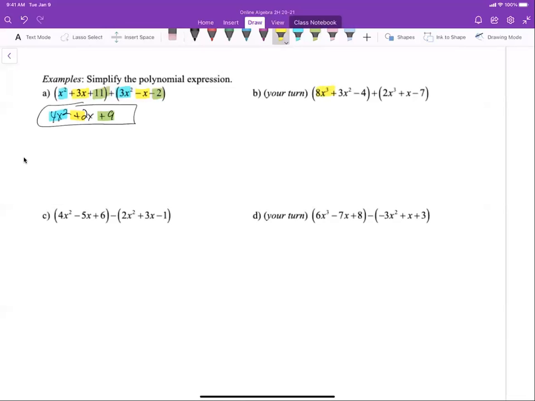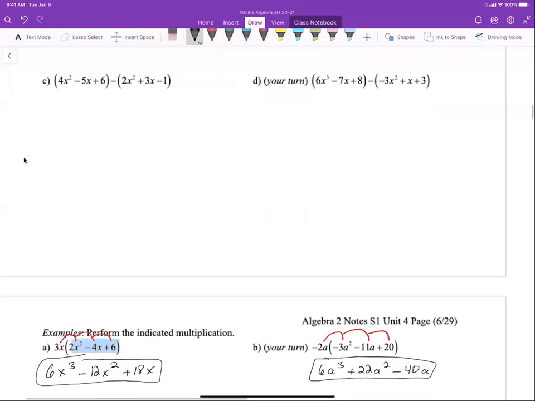All right, welcome back. I have 2x cubed terms, and 8 plus 2 will give me 10x cubed. I have only one x squared term, so I have plus 3x squared. I have only one x term, so that'll give me plus x, and I have two constants, and I add those constants together. -4 minus 7 is -11. So our answer is 10x cubed plus 3x squared plus x minus 11.